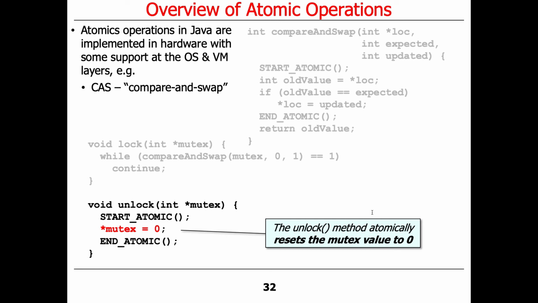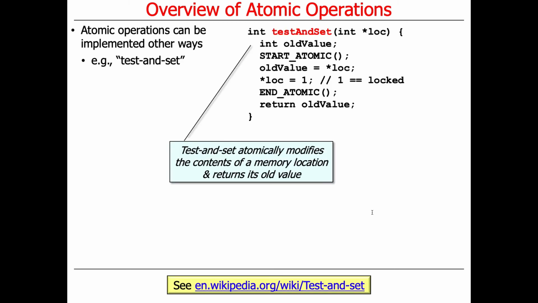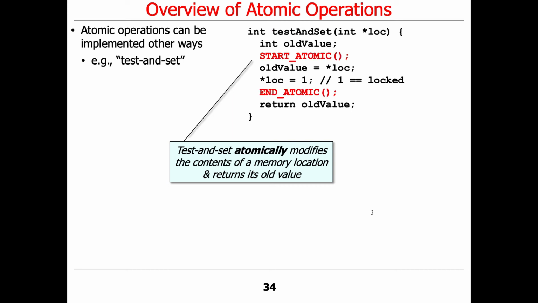So this is going to atomically set the value to 0, such that this code here will return 0 instead of 1. And so we would be able to get this thing at that point. There are other ways of doing this. Compare and swap is the most general way. There's also something called test and set, which is a bit simpler. And it's the same basic idea.